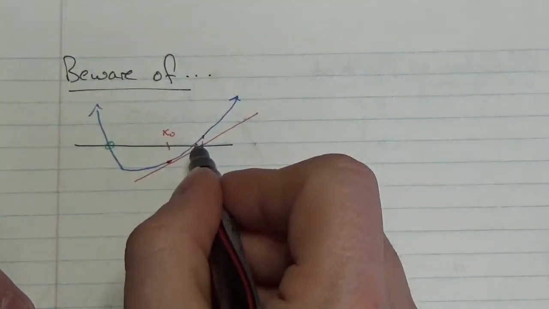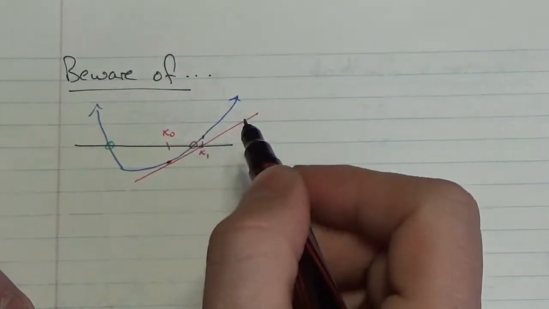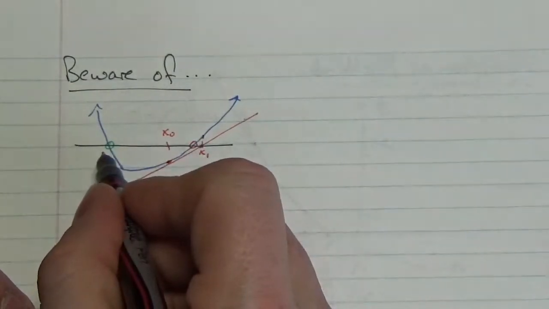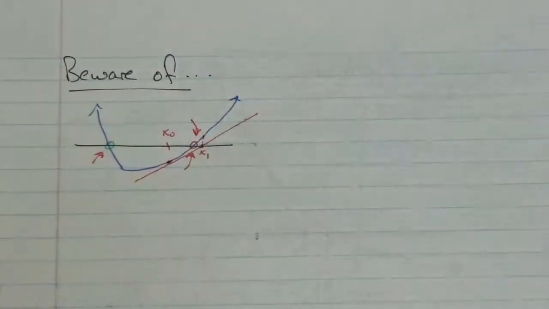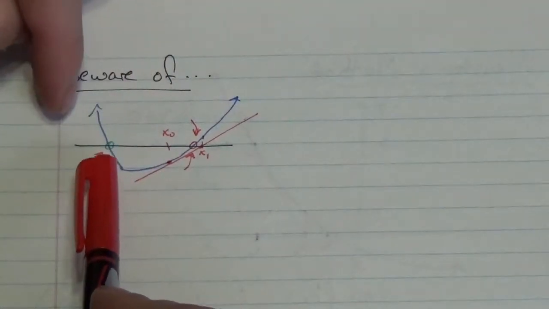And what you see happening here is that this is the root that you find. This is the one that you're looking for, but this is the one that we actually get to. Now, that could have been remedied by simply moving my initial guess closer to my root there.